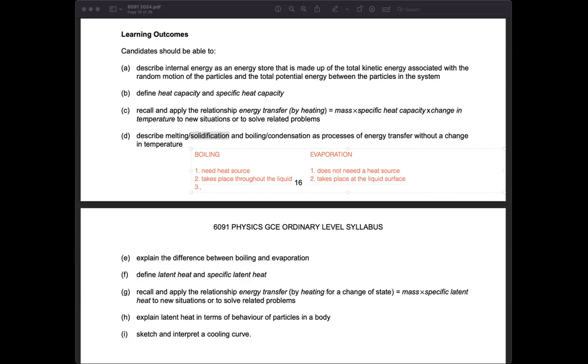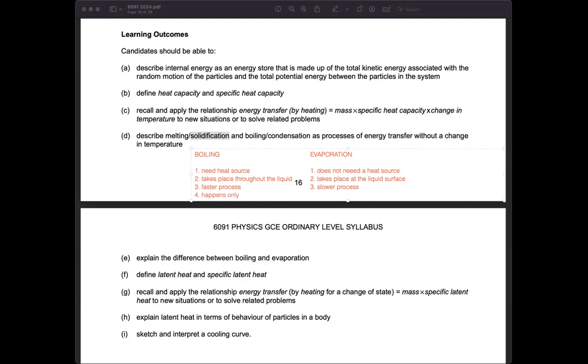Okay, so number 3. Okay, the rate of boiling is faster. So it's a faster process. Okay, whereas evaporation, since evaporation takes place only at the liquid surface, it is a slower process. Okay, this is what you learn in primary school.